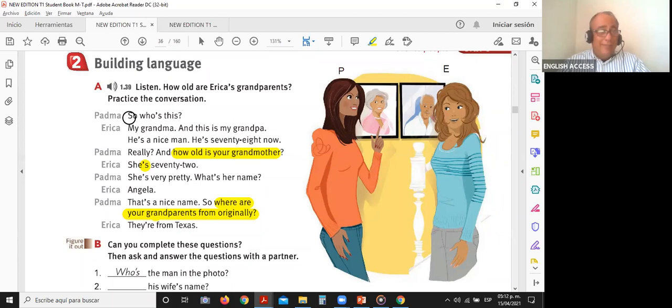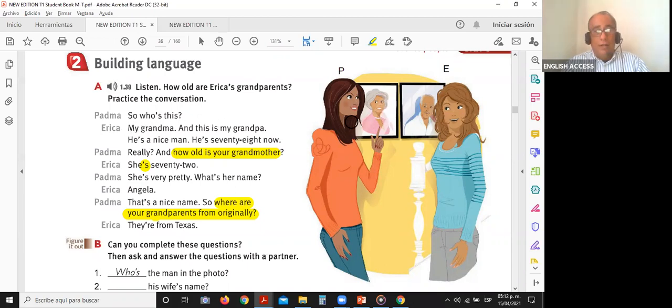So she's asking here, who's this? She's using this to talk about a person. It's not disrespectful. It's okay to say this. Who's this? Oh, my brother. In a picture, maybe. You have a picture in your cell phone and you show the picture. Who's this? It's okay. It's for a person. You can use that too for a person. Okay, so Padma is asking, who's this?